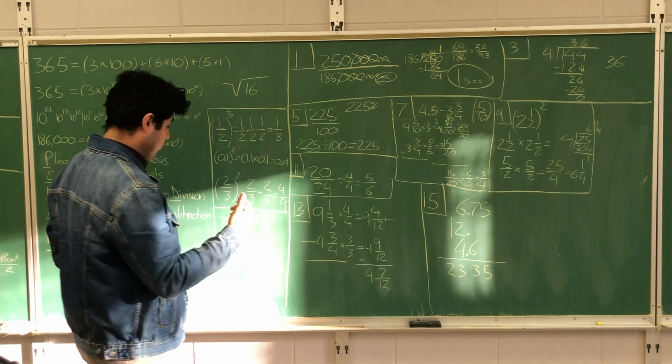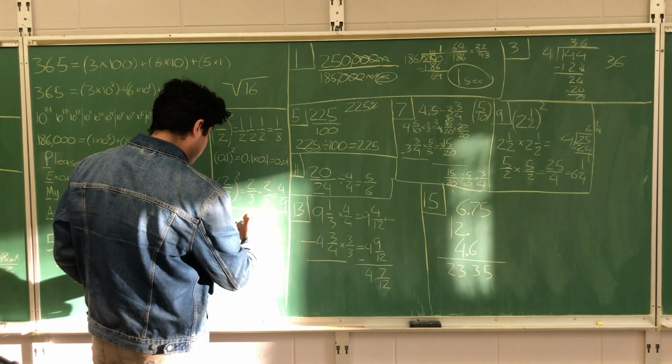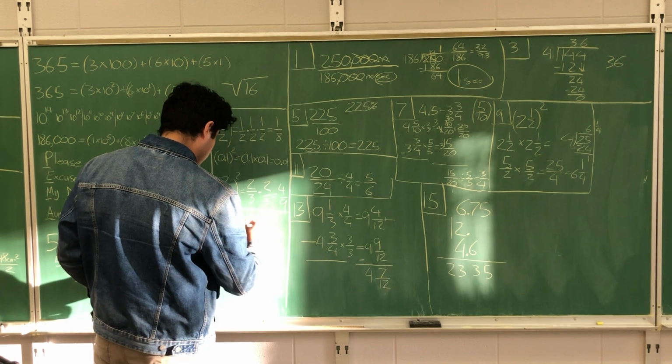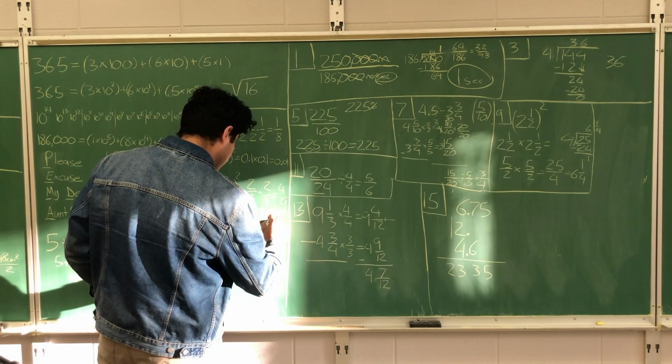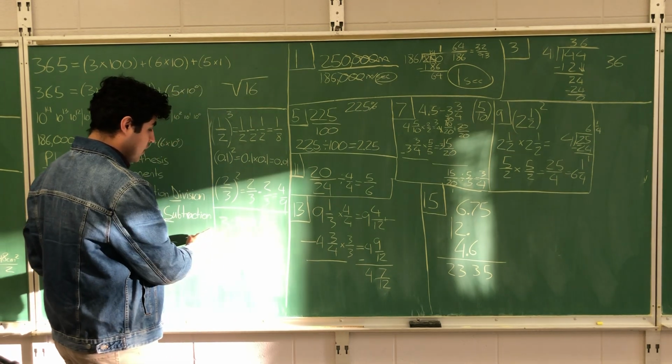Multiples are basically multiplication problems. Okay, so the first multiple of 3 is 3 times 1 is 3. 3 times 2 is 6. 3 times 3 is 9. 3 times 4 is 12. 3 times 5 is 15. 3, 6, 9, 12, and 15 are all multiples of 3.